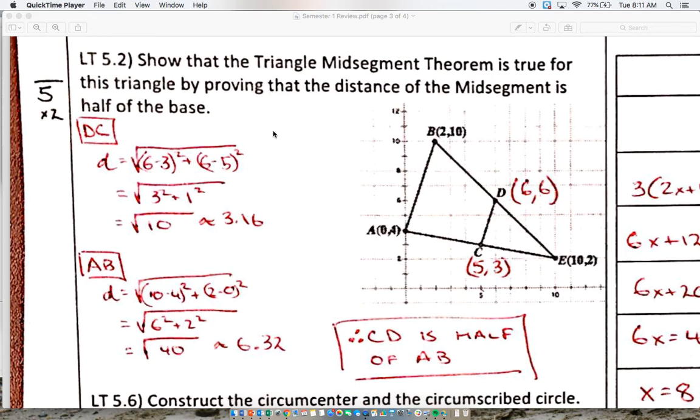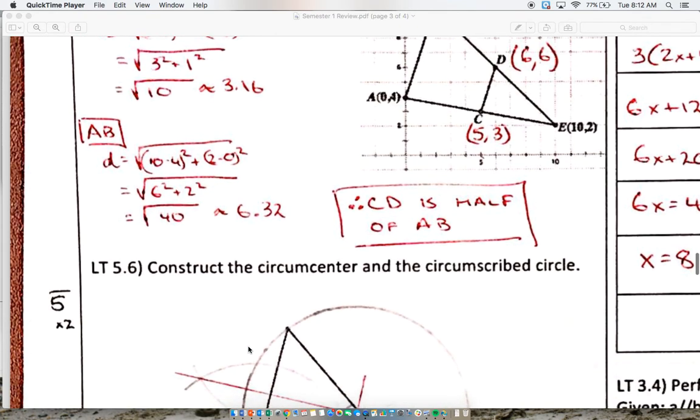Anyhow, in this case, you want to show that the distance is half. So I found the distance of DC using the distance formula. Square root of 10 is about 3.16. And then the distance of AB, found that that was the square root of 40, which is about 6.32. And so CD is half of AB, well, because 3.16 is half of 6.32.